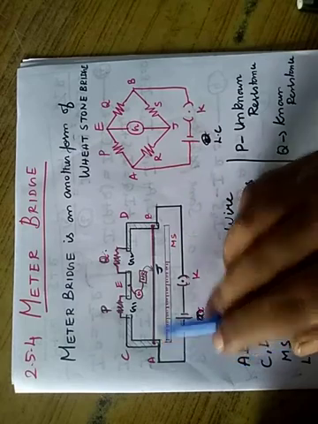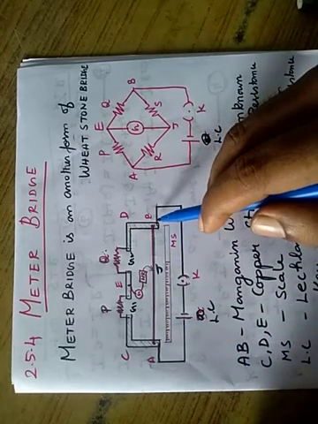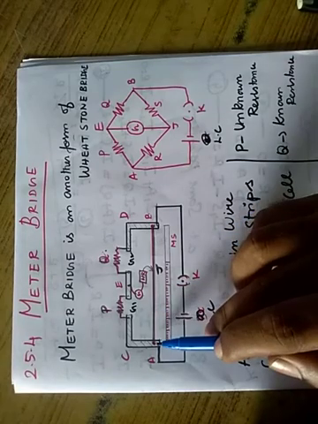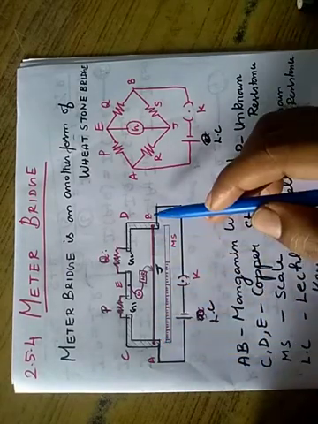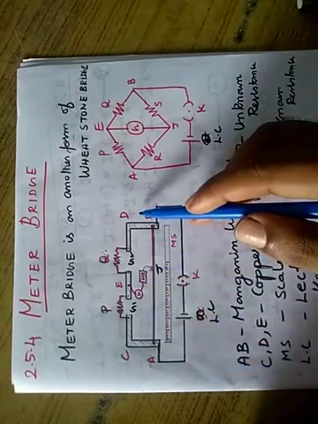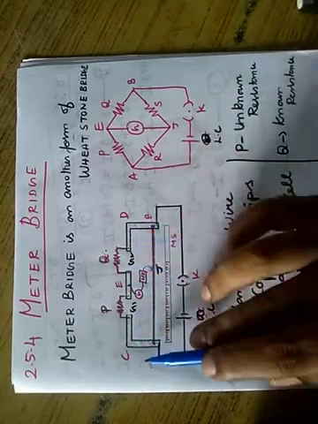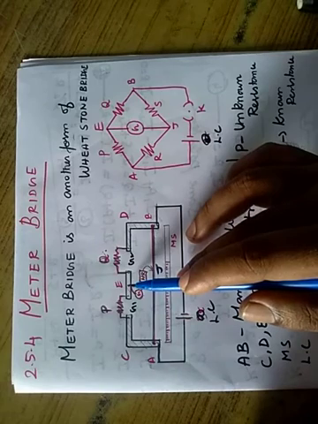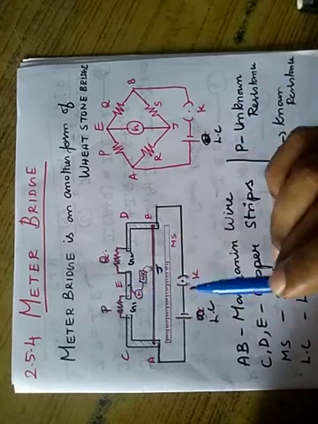Here AB is a meter bridge wire that is made up of a material called manganin. That wire is on a wooden board in between two copper strips. Here C and D are the two copper strips. In between these two copper strips, one more copper strip is there, named E.